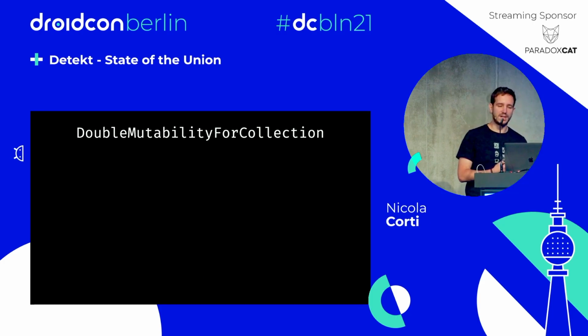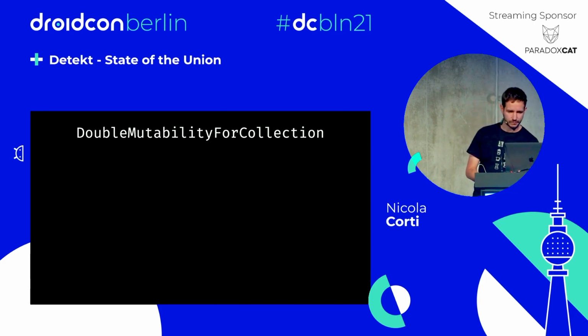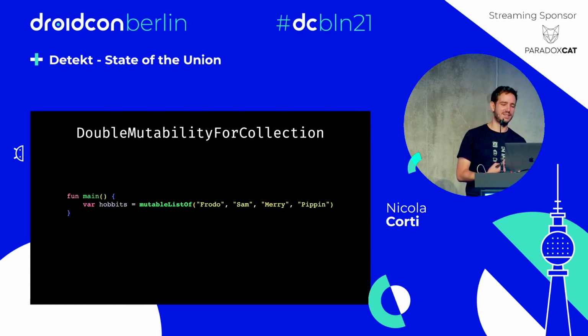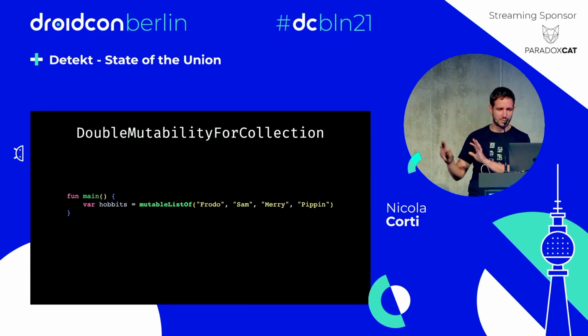So another rule that I also want to point out that is really cool is called double mutability for collection. That's actually one of my favorites. And here, in this section of code, we have var orbits equal mutableListOf and some orbits.